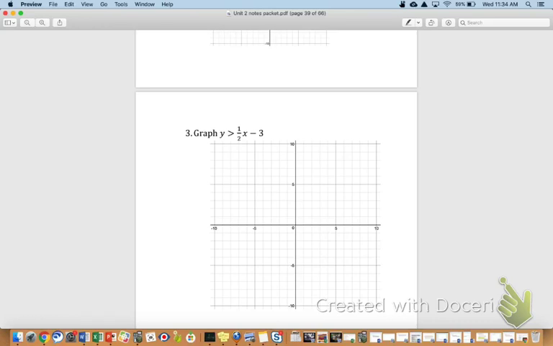Okay? So you should be able to look at number 3 right away and say, you know what? It's got an X and it's got a Y. So I know for certain it's not horizontal, and I know for certain it's not vertical. It's going to be some happy diagonal angled line. Does that make sense?